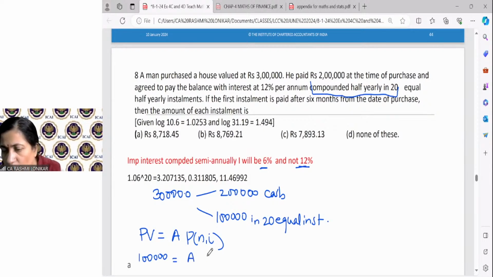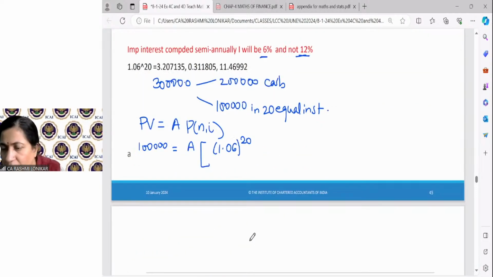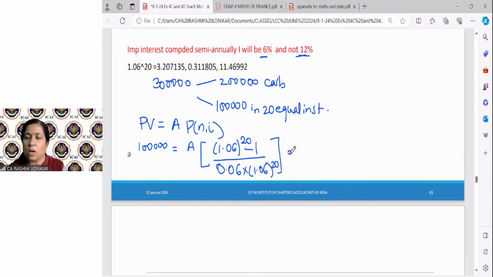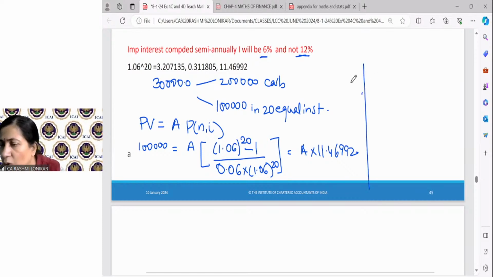Okay. So what is the rate of interest? 1.06. 6% and not 12%. How many installments? 20 installments. Minus 1 upon 0.06 into 1.06 raised to 20. Okay. So how much is this? This is equal to A into 11.46992. When I solve this, this is going to give me 11.46992. So I have 11.46992 A to be equal to how much?